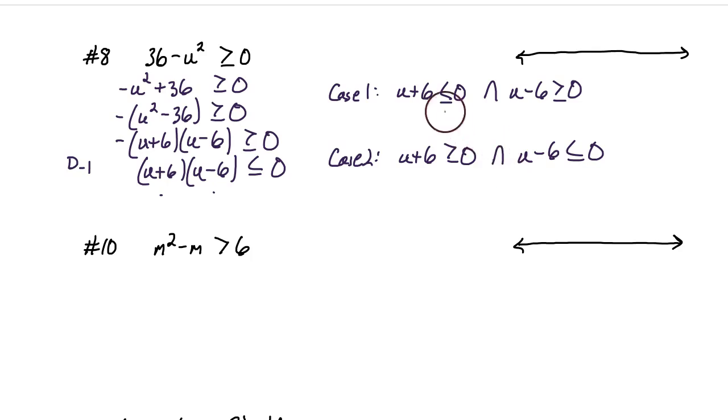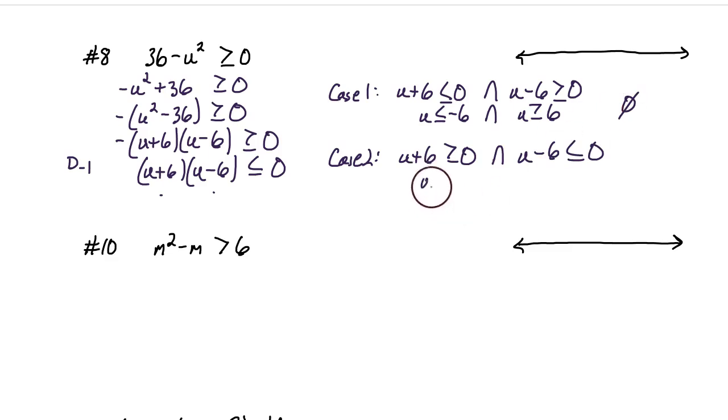Go back and solve them all for u. U is less than or equal to -6, and u is greater than or equal to +6. What kind of numbers are less than -6 and greater than +6? Nope, there aren't any. That's an empty set.